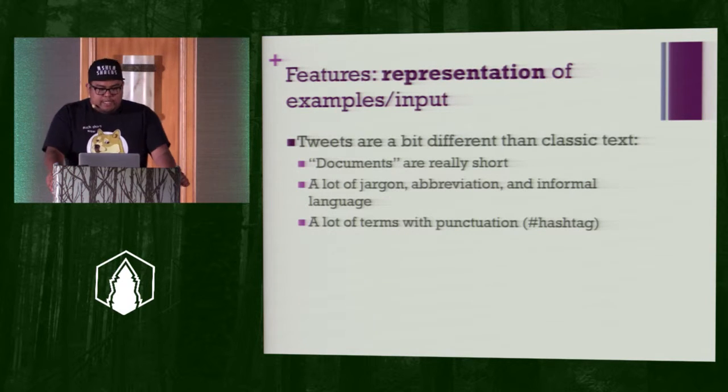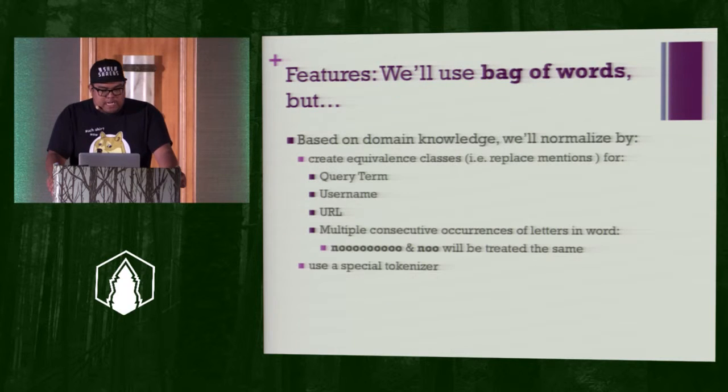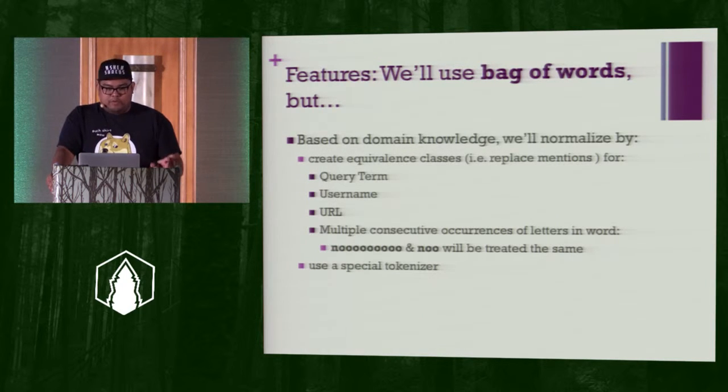All right, that's nice, but tweets are a little different than classic text, right? They're short, they're full of jargon, they have a lot of abbreviation and informal language, and the punctuation is oftentimes used to encode important things. So using a standard tokenizer probably isn't what you want to do for this task. But based on domain knowledge, we'll model our features that we'll feed into the algorithm on the bag of words model, but with a few different normalizations applied to the different tokens.